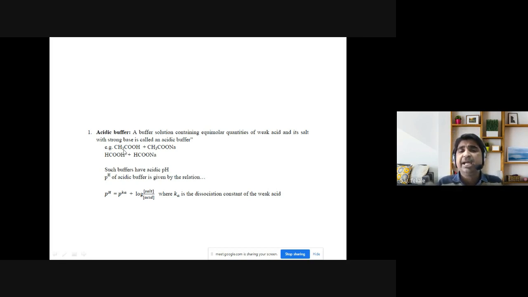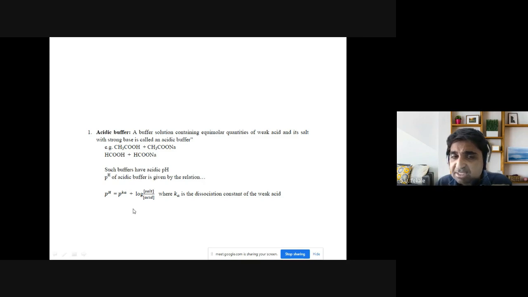So we can have different examples. Acetic acid mixed with an equimolar amount of sodium acetate will be an example of an acidic buffer. These acidic buffers have pH in the range of 0 to 7. And the pH of this acidic buffer is given by this relation, that is, pH is equal to pKa plus log of concentration of salt upon concentration of acid.